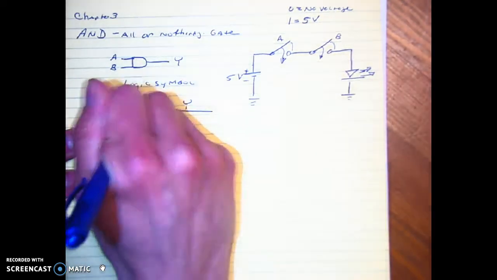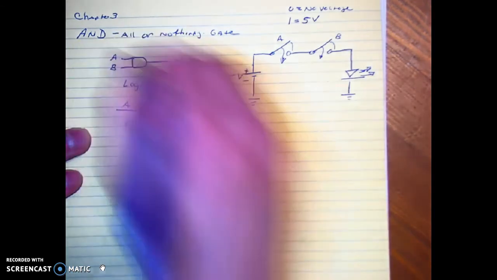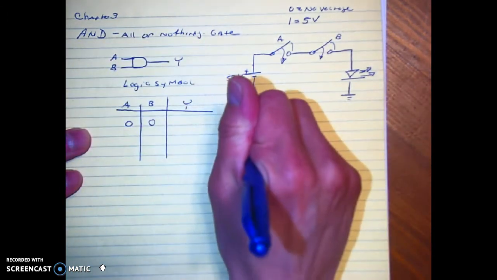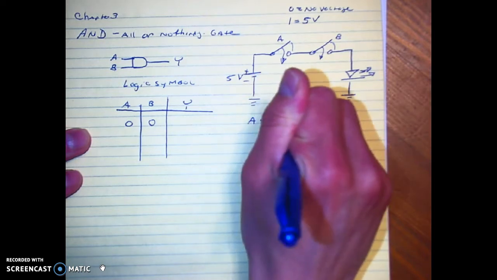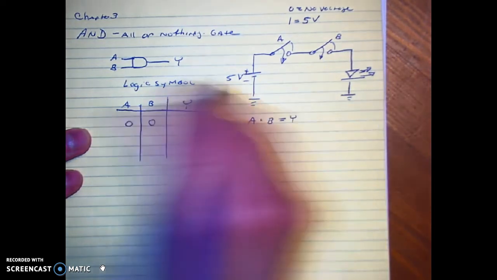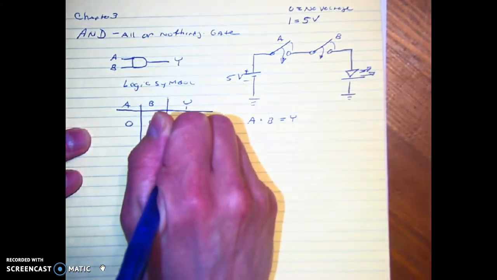So if we start out with 0, 0, and we put it in here, and we do it mathematically, A and B is equal to Y. Here's the mathematical symbol. That is what's going on in here. So A and B. With 0 and 0, it has to be a 0.